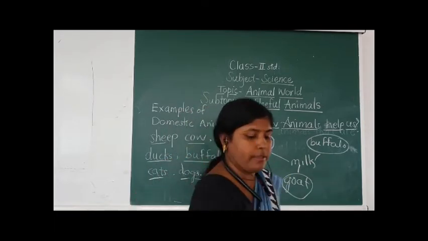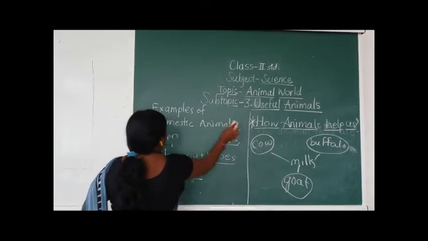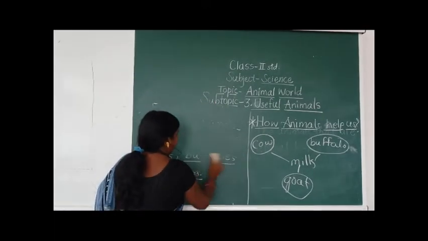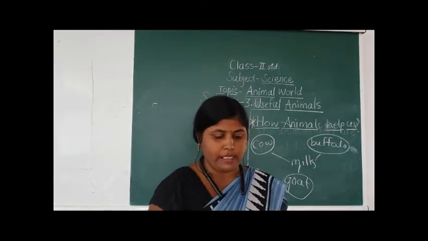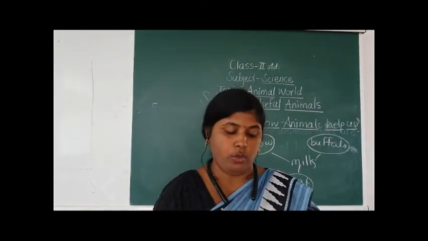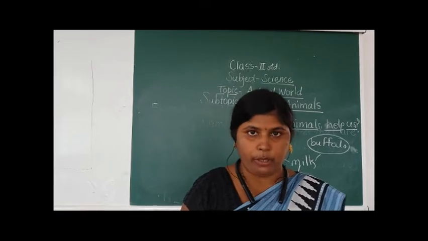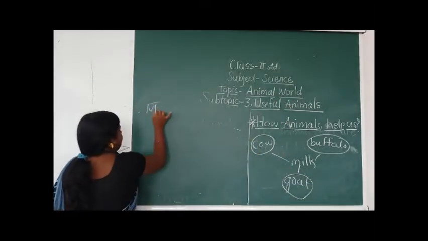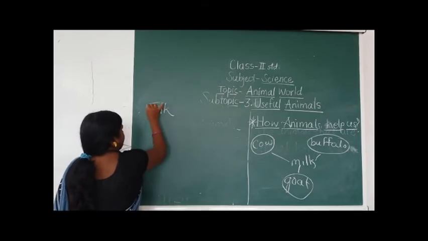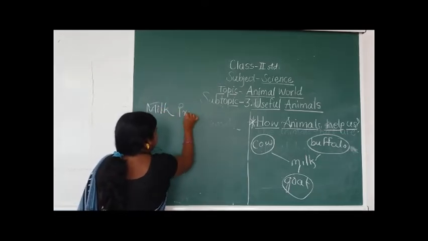Now from milk we can make many products, many things we can make. For example, milk is used to make milk products. From milk we get the milk products. So what are the milk products? See milk products.